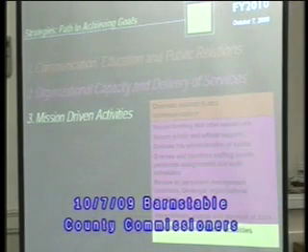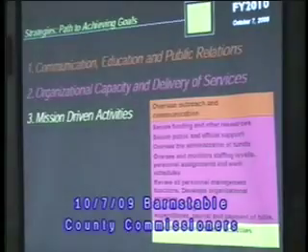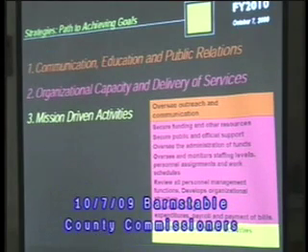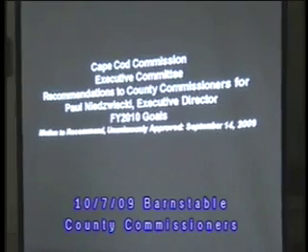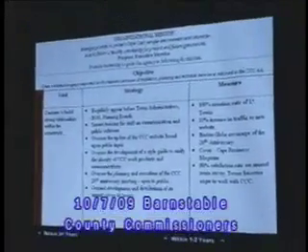And then we categorized them basically into three big categories. One is communication, education, and public relations. The second is organizational capacity to deliver services. And the third is really mission-driven activities. And so we color-coded them, and we applied them to the job description to pick out those areas. The executive committee was involved in the development of these. This is the front page of what you have in front of you right now.